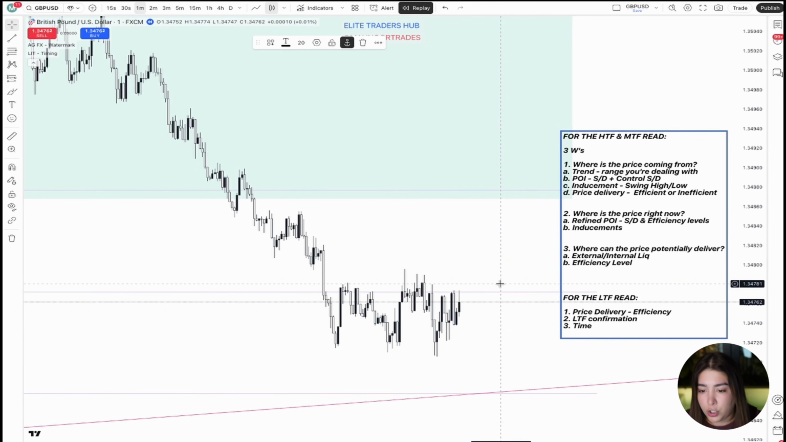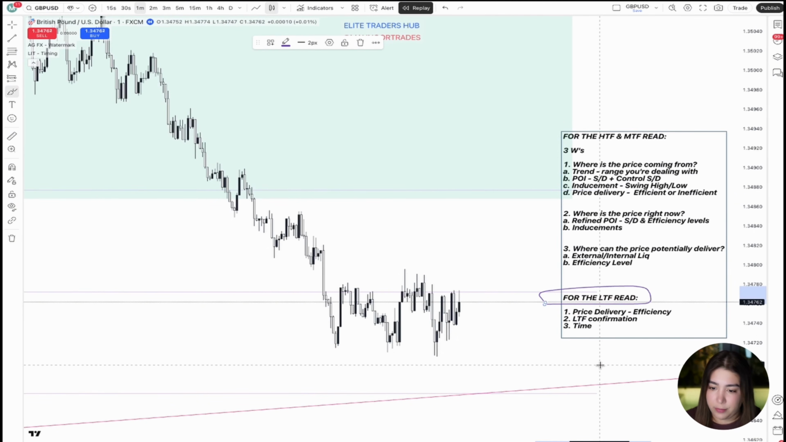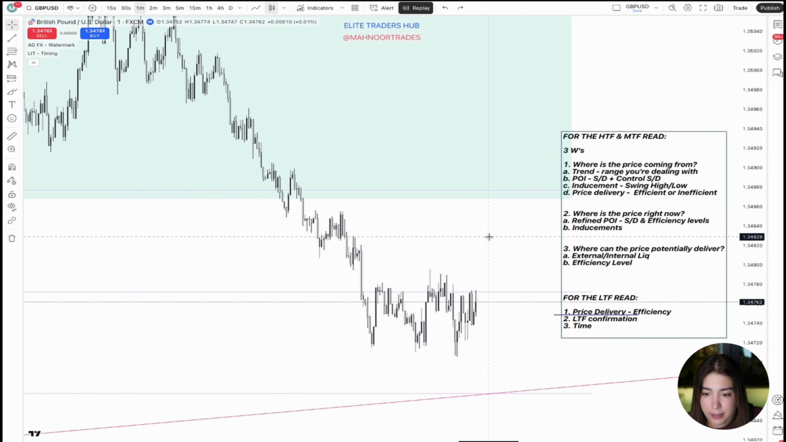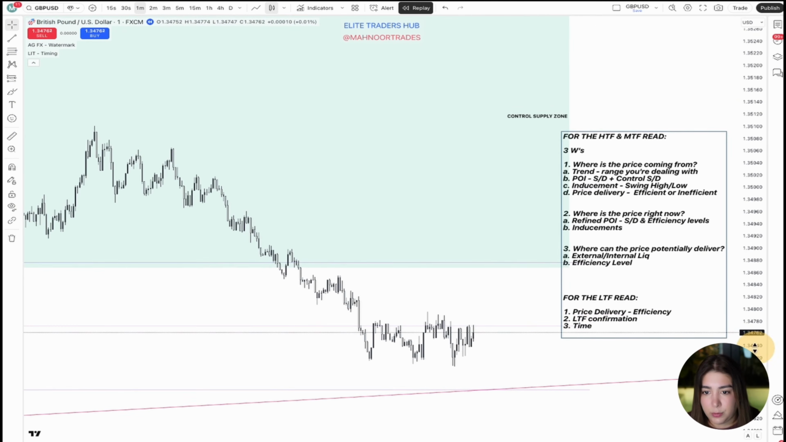Okay, now on the lower time frame, we're done with the 3Ws here. Now we're focusing on this part here. For the lower time frame read, what you're going to look at is basically the price delivery. Why I'm talking about price delivery again is that this was our zone to sell from, right? This was a high time frame zone the price tapped into for us to sell from.